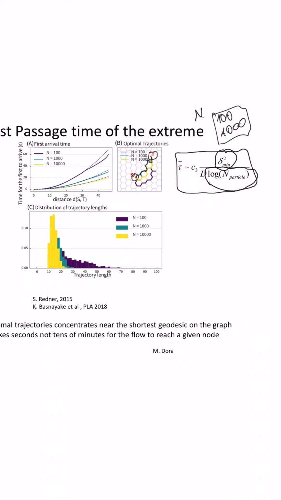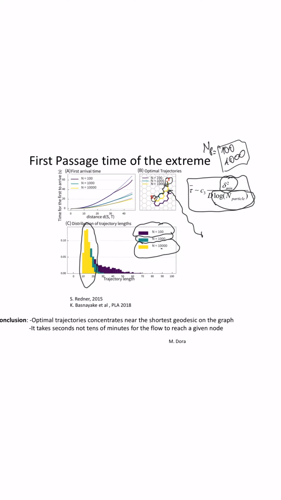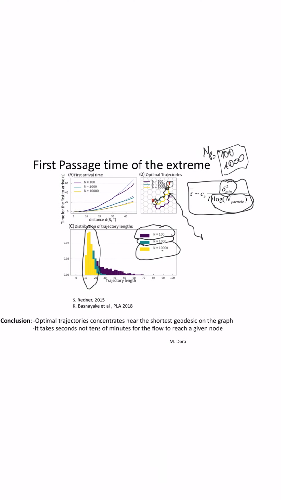So this is n, the number of particles that are initially put at point S. So this is an example for 100, 1,000, and 10,000. And you see that the length of the trajectory really concentrates, when n increases, towards a deterministic value, which is what you see here in yellow, the geodesic distance. So the conclusion here was that optimal trajectories really concentrate near the shortest geodesic on the graph.